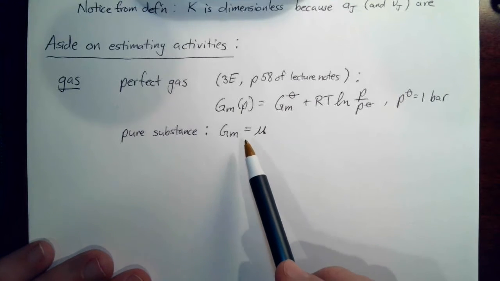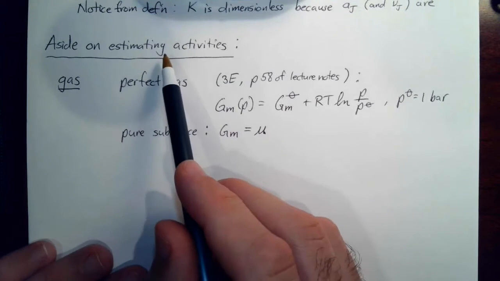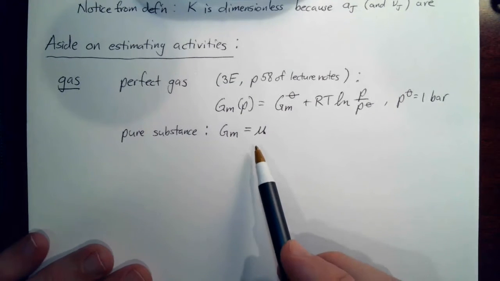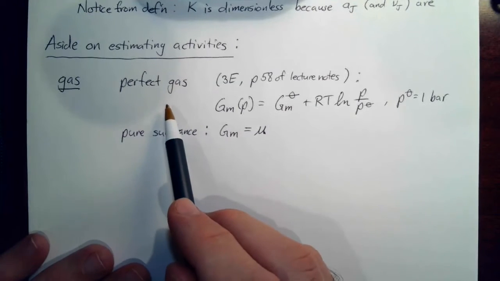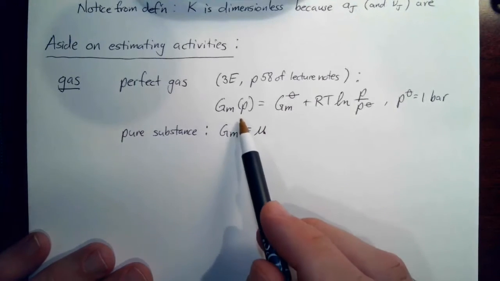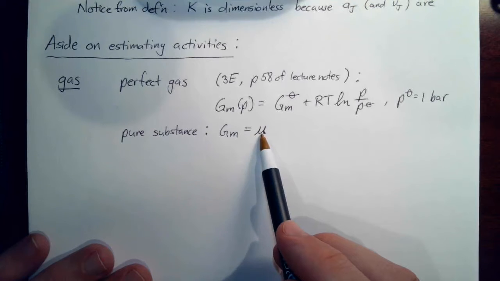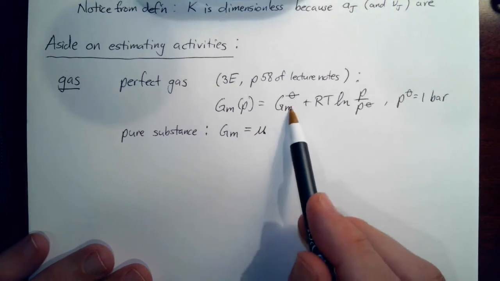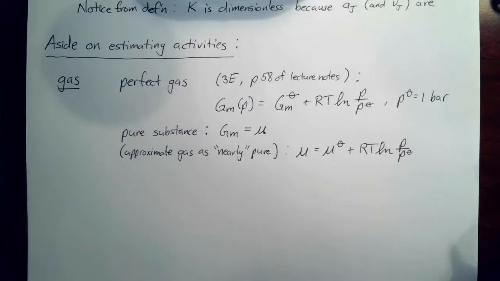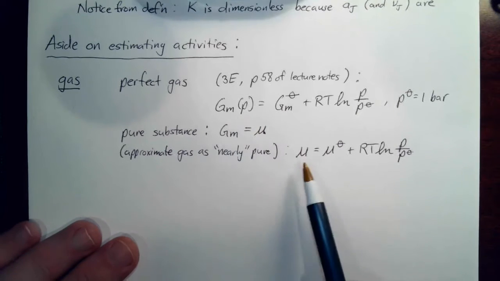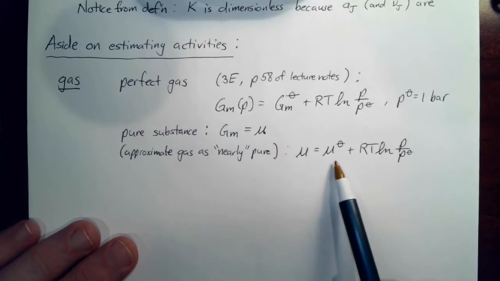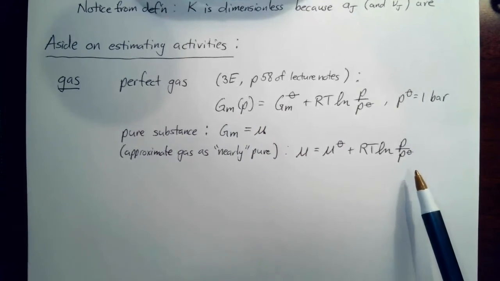Okay, so notice I said that we're estimating activities. So this is an approximation. If we approximate this gas as being mostly pure, close to pure, then I can make this substitution, mu for Gm in this equation up here. So I drop the subscript m and replace Gm with mu here, okay?